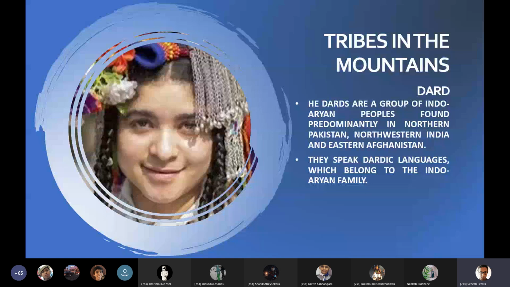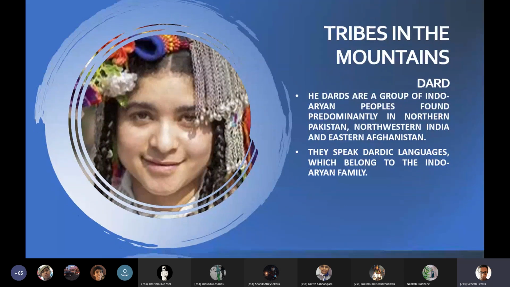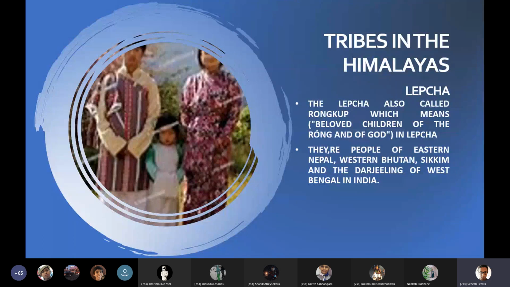Next we are going to speak about the Lepcha. They are also known as the Rongkup, meaning the beloved children of Rong and of God in the Lepcha language. They are found in eastern Nepal, western Bhutan, and Sikkim.